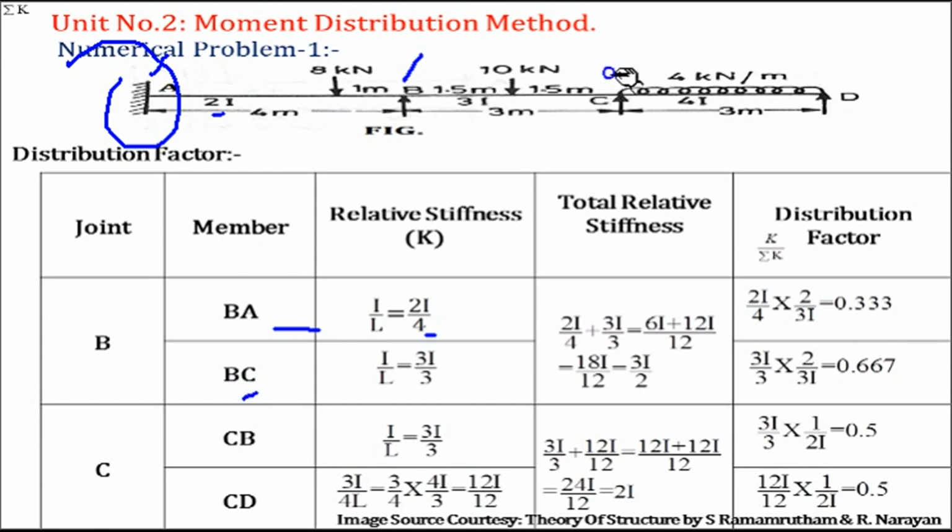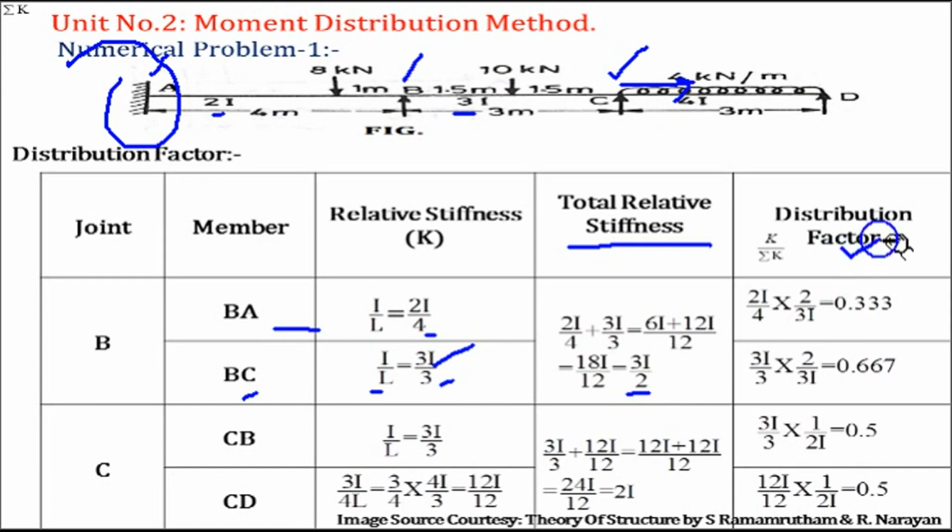Now next span BC. For span BC, C is the far end, and the far end is continuous. So relative stiffness is I upon L. When far end is continuous or far end is fixed, relative stiffness is equal to I upon L. Moment of inertia for BC is 3I, so 3I divided by 3. Now find out total relative stiffness. So 2I by 4 plus 3I by 3. By solving this, we get a final value 3I upon 2.